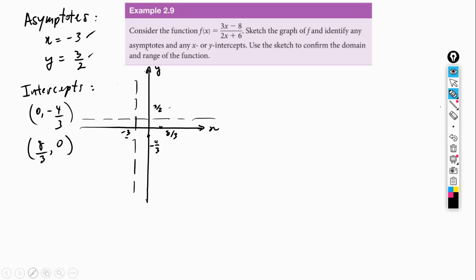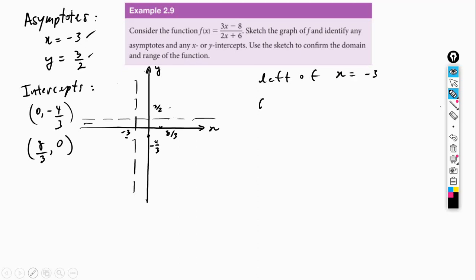So now we have to determine the shape of the graph itself. Remember that the asymptotes are not a part of the curve. They are simply indicators of where we draw the graph. So in order to decide whether we sketch the graph below this point here or above, we will have to test some values to the left of x equals -3. So let's do left of x equals -3.